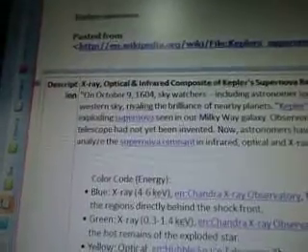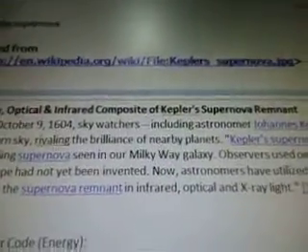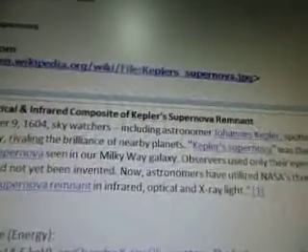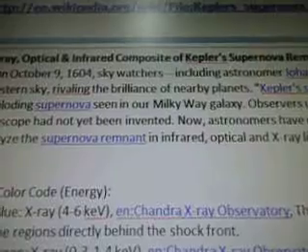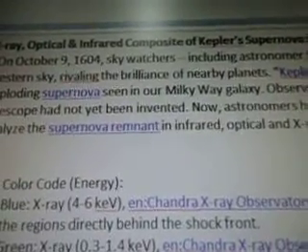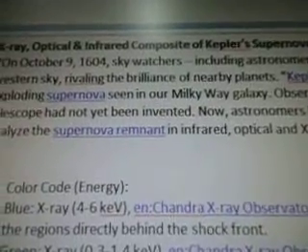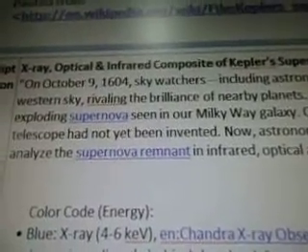Okay. On October 9, 1604, sky watchers, including astronomer Johannes Kepler, spotted a new star in the western sky, rivaling the brilliance of nearby planets. Kepler's supernova was the last exploding supernova seen in our Milky Way galaxy. So it's the last one to have exploded, according to these notes that were posted in Wiki. I don't know if anything's changed since then, but observers only used their eyes to study it because the telescope had not yet been invented.